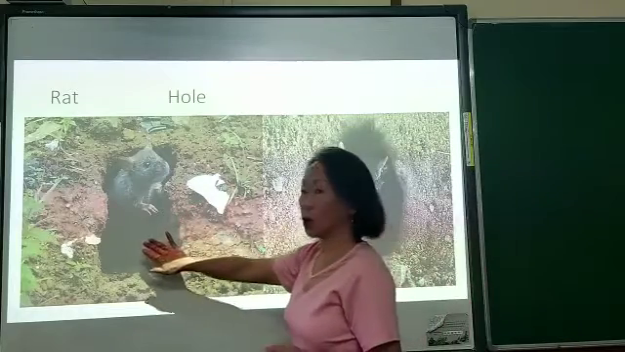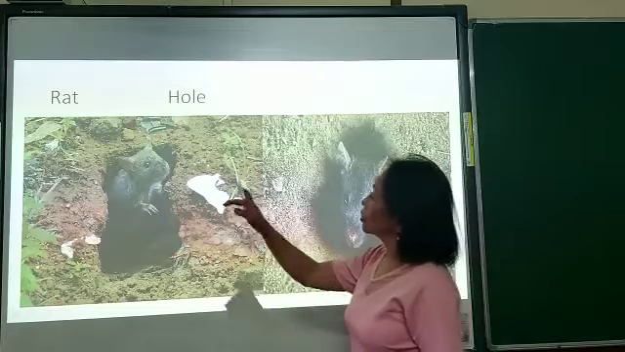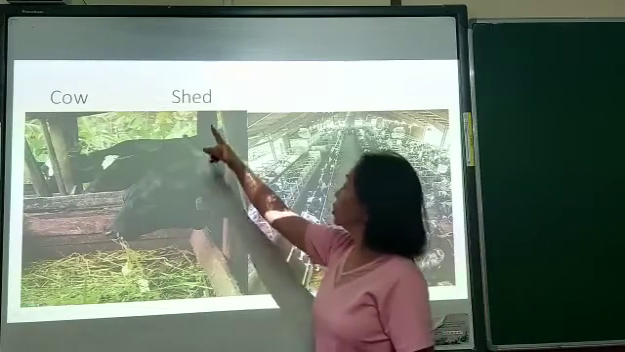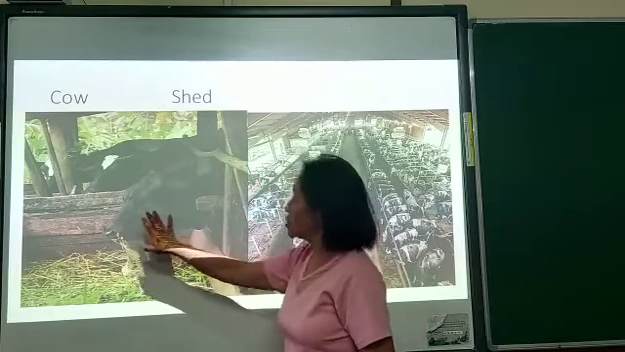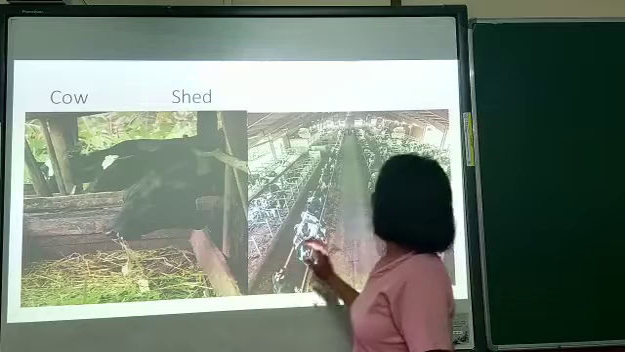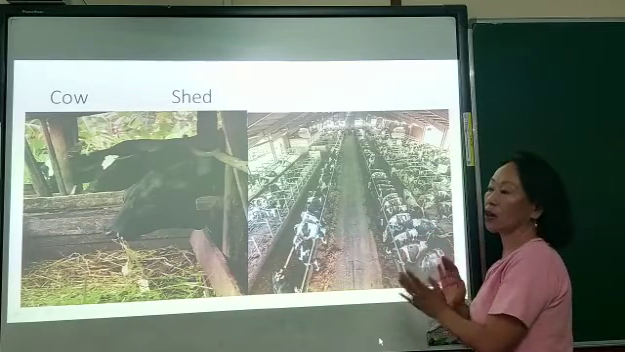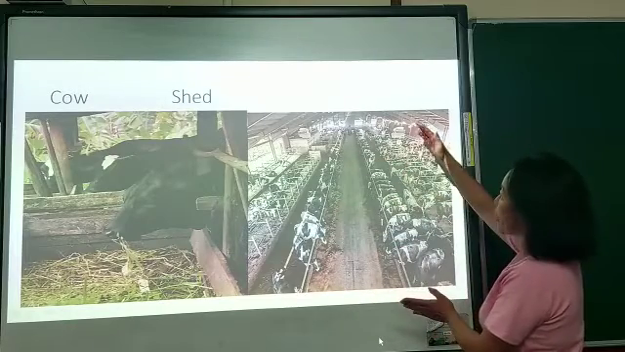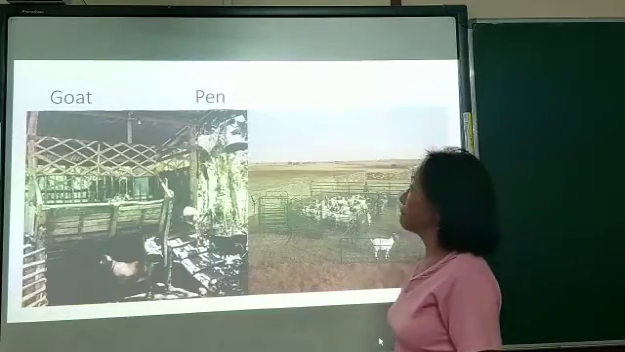Rat, again in a hole. In the jungle, you find rats living in the hole. So rat, hole. Next, cow, shed. In our areas we keep cows like this in sheds, and again in farms where they do dairy production, where they take out milk, curd and all these things, they have many cows, so they are kept in sheds like this. So cow, shed.